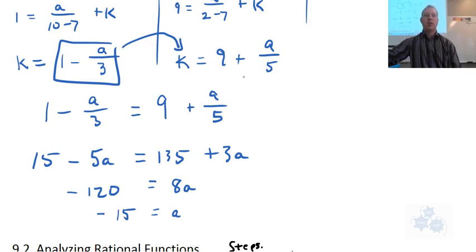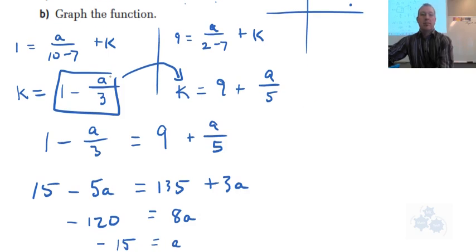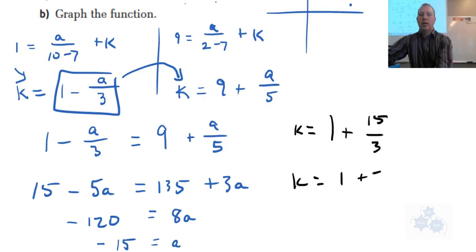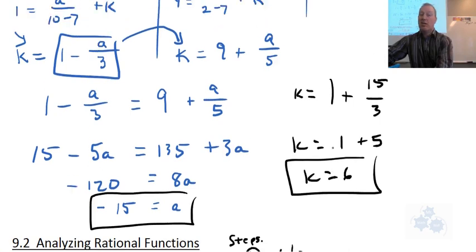I like that. So now we've got a. Now we can solve for k. You go back to any one of your original equations, or any one of these ones right here. Let's do a different color. k equals 1 minus negative 15 over 3. So minus negative 15 is like plus 15. k equals 1 plus 5. k equals 6. We get that? So a is negative 15. k equals 6.